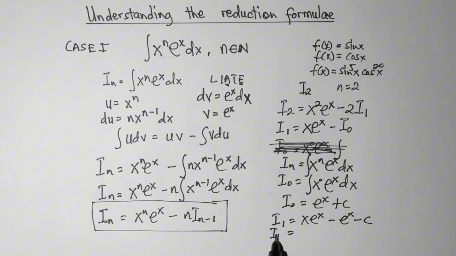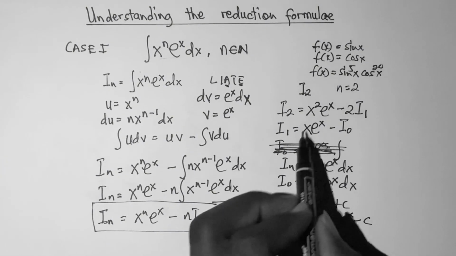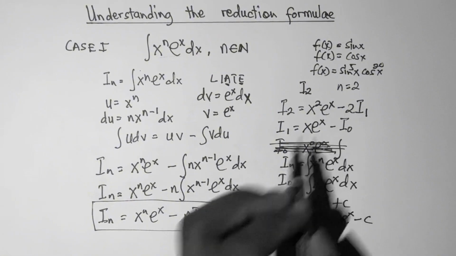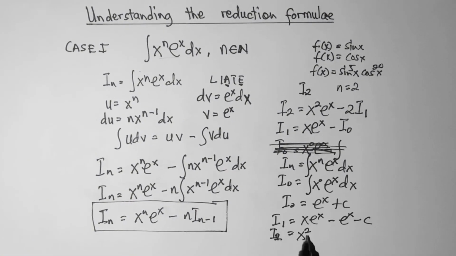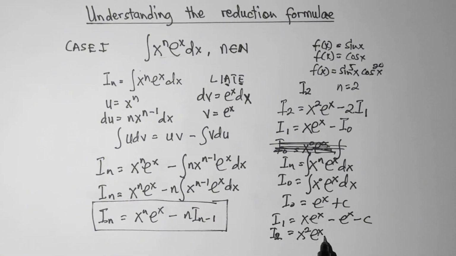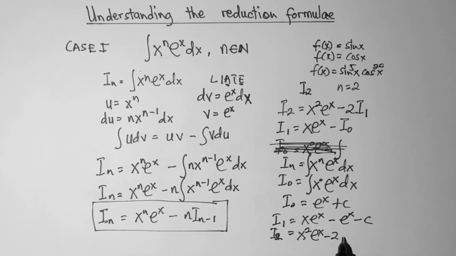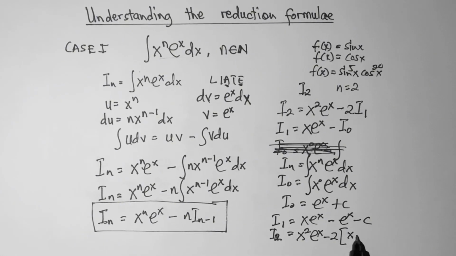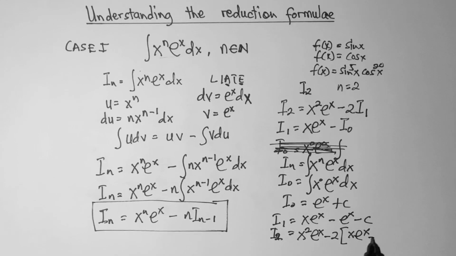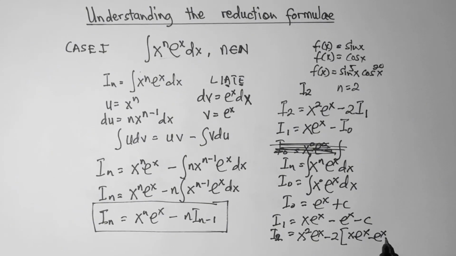Let's find I of 2, which is what we are looking for. I of 2 is x squared, then exponent x, then minus 2 times I of 1. But I of 1 is x exponent x minus exponent x minus c.